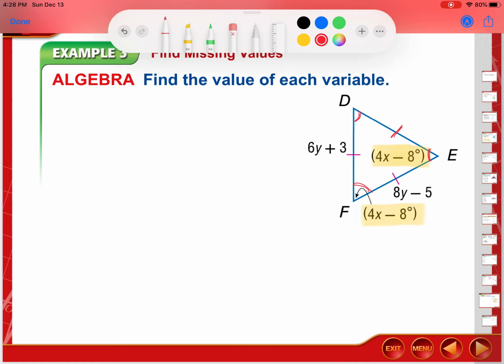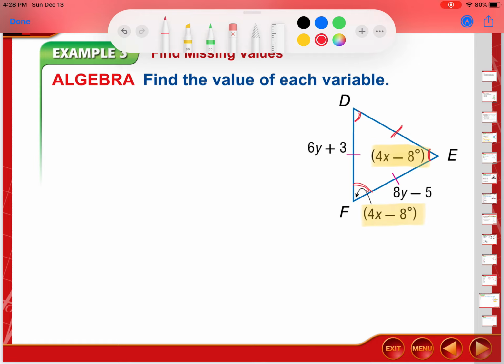So right off the bat, I can tell this is an equilateral triangle. All three sides are the same, which means all three angles are the same. So finding the values of the variables can be a little bit more challenging, but now that we know it's an equilateral triangle, it makes it a lot easier.